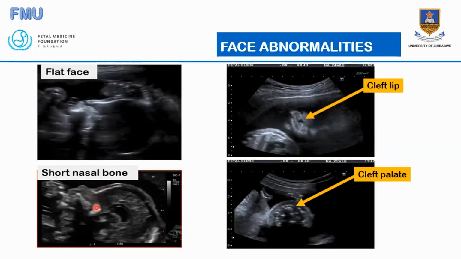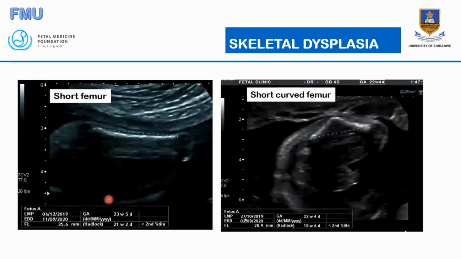You can see it's very short, the nasal bone in this case. Of course, it has to be measured to be certain and plotted on the nomogram. Skeletal dysplasias. The window is to measure the femur and the humerus. We do measure the femur and the humerus during anomaly scan.